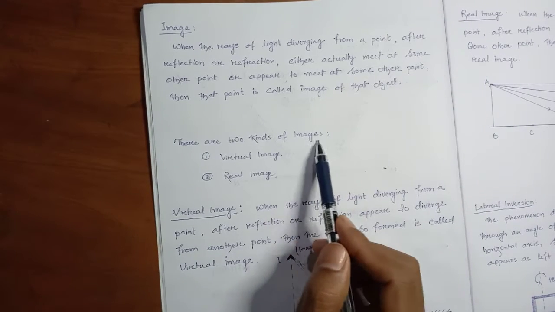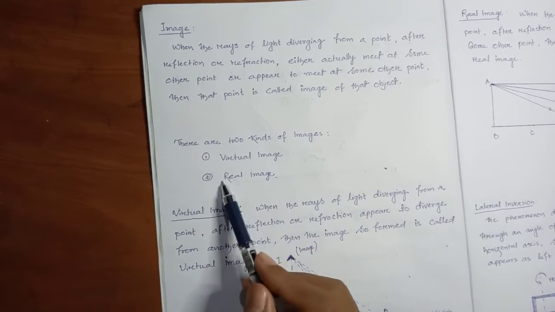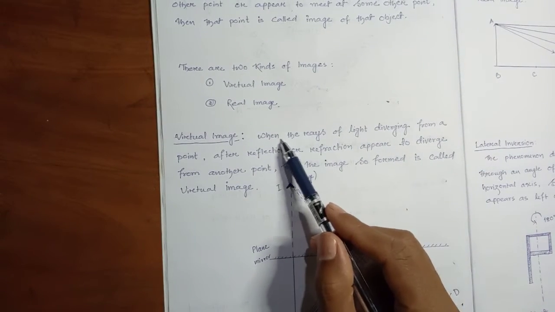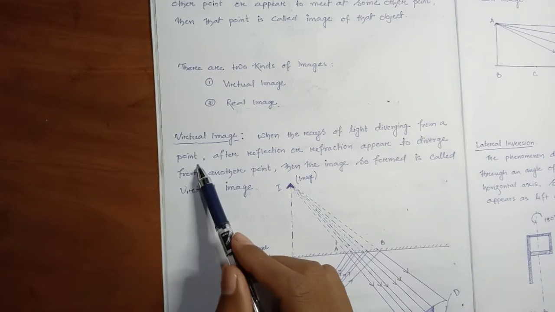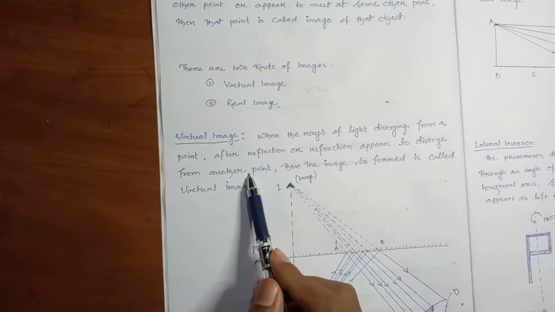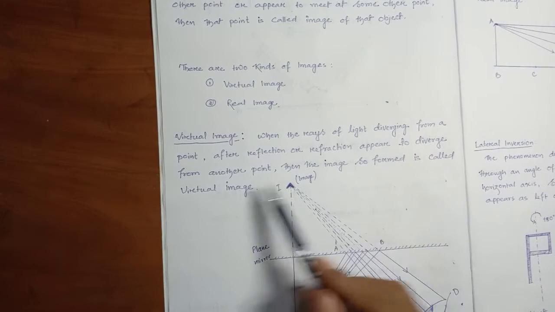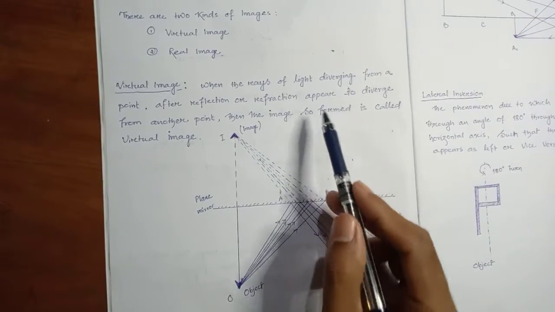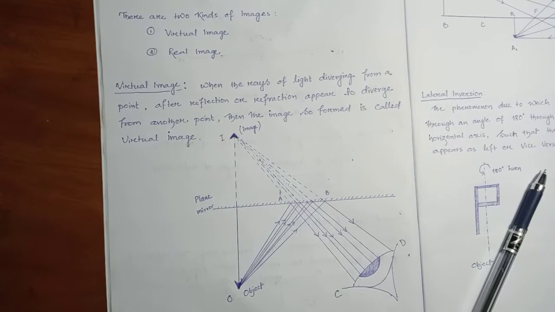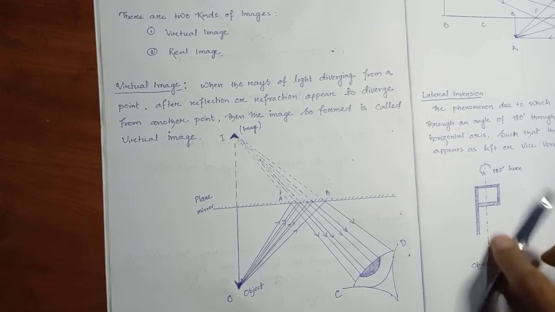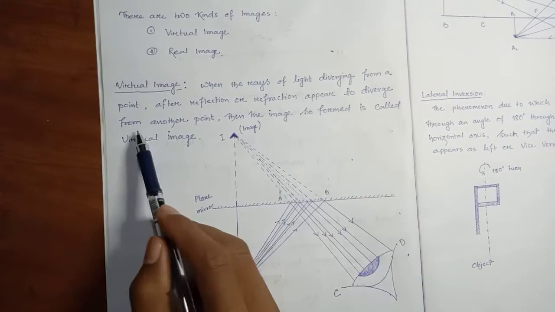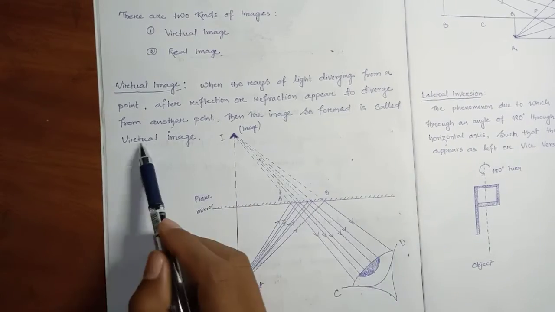So there are two kinds of image. Number one, partial image. Number two, real image. So what is partial image? When the rays of light diverging from a point after reflection or refraction appear to diverge from another point, then the image so formed is called partial image. Mind the term here: appear to diverge from another point. That point is called the partial image.